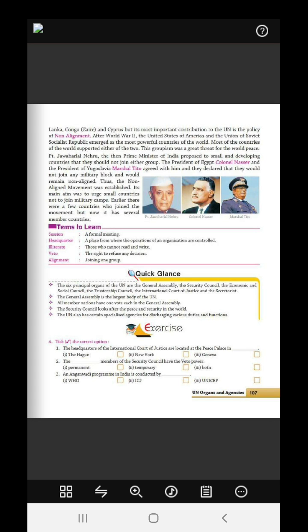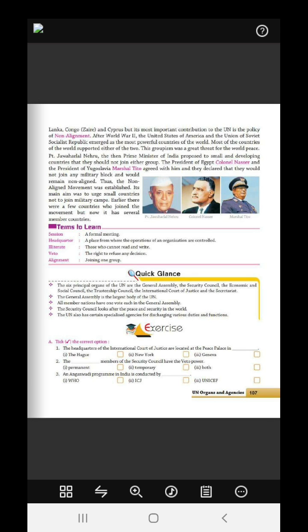After World War II, the United States of America and the Union of Soviet Socialist Republics emerged as the two powerful countries in the world. Most of the countries of the world supported one or the other. The groupism was a threat to world peace. Prime Minister Jawaharlal Nehru proposed to small and developing countries that they should not join either group.